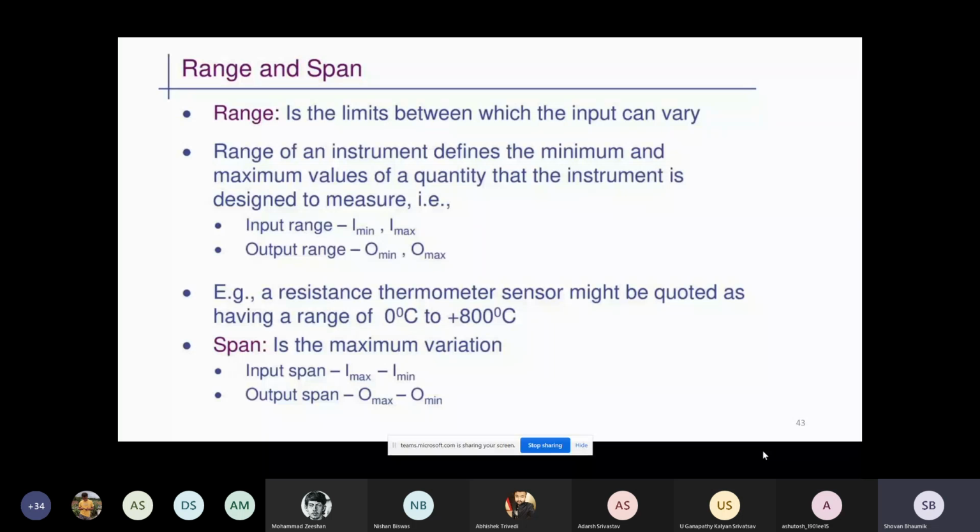So whenever you see an instrument, you always need to know what the range is. That means within what values your instrument can measure. You need to describe the range by means of the minimum and the maximum. So if I give you a thermometer and ask you to tell me the range, you need to say its range is 0 degree centigrade to 100 degree centigrade. So the range of an instrument defines the minimum and maximum values of the quantity that the instrument is designed to measure.